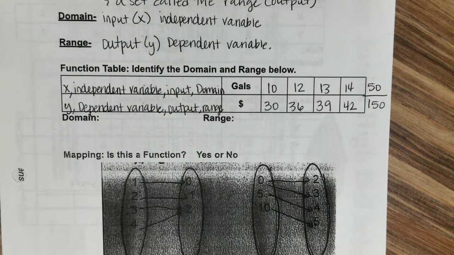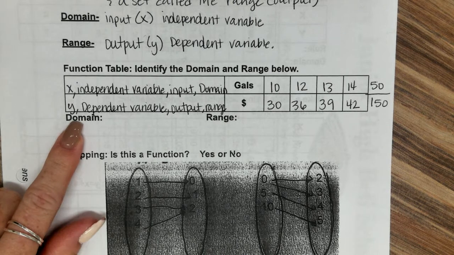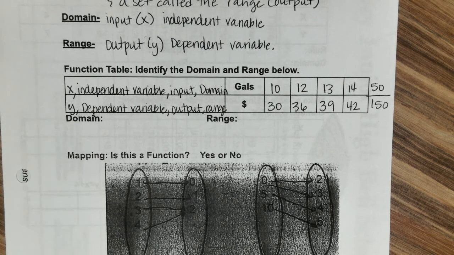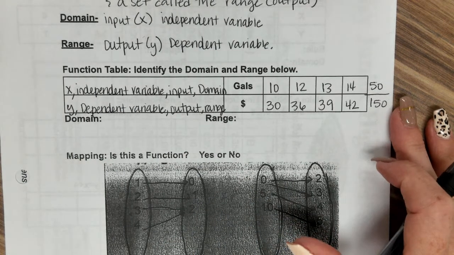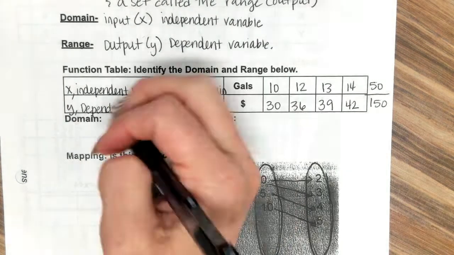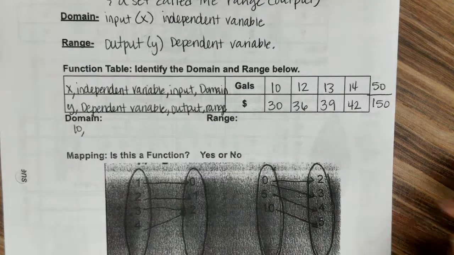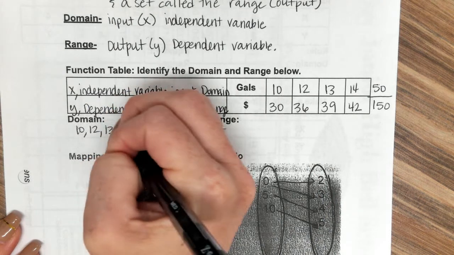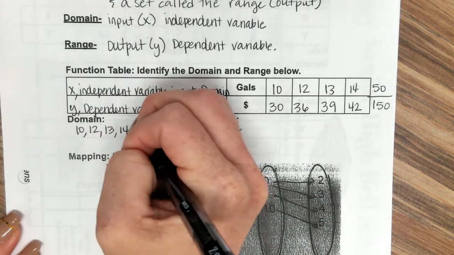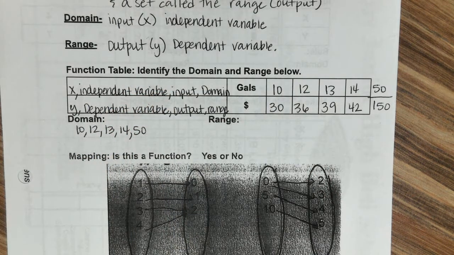If you are asked to identify the domain, all they're asking you to do is label what the X's are in this particular situation. Well, my X's would be 10. What else? 12. What else? 13, 14, and 50. Because that's what we listed. So that is my domain.